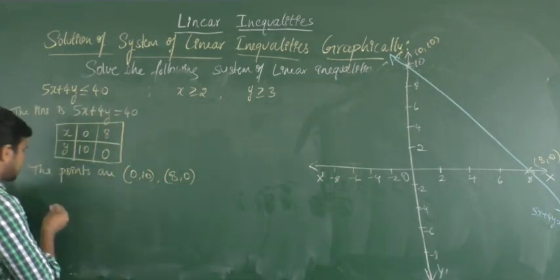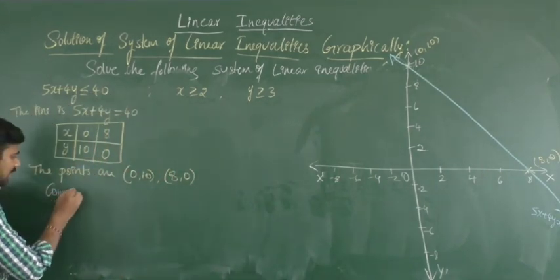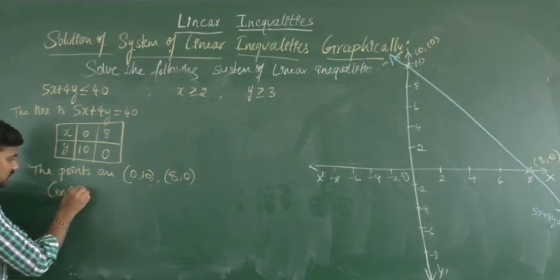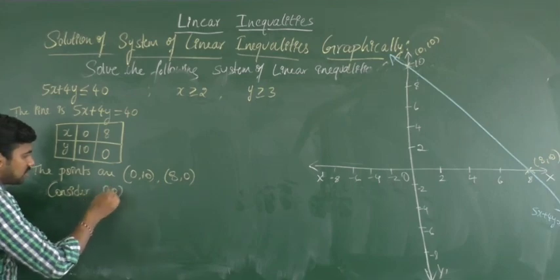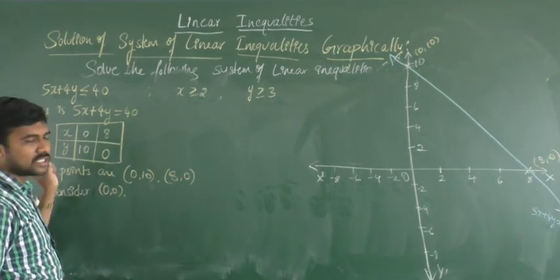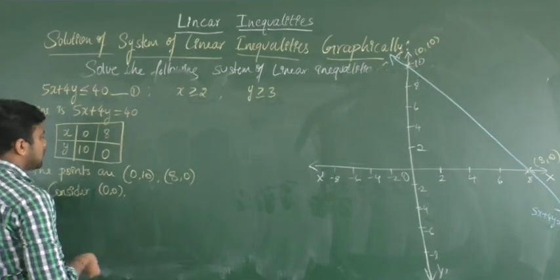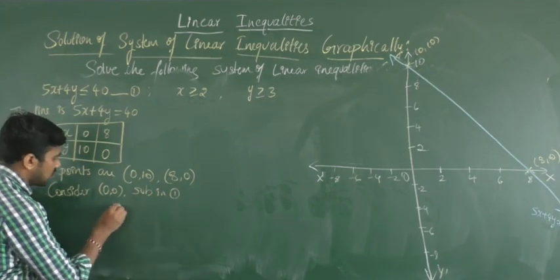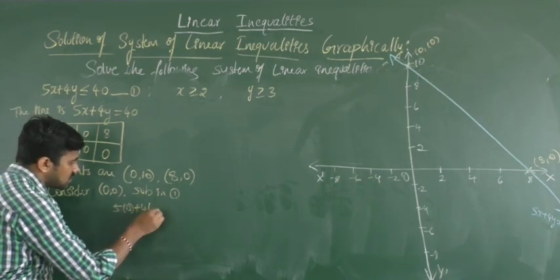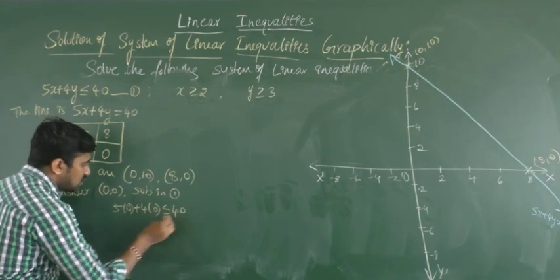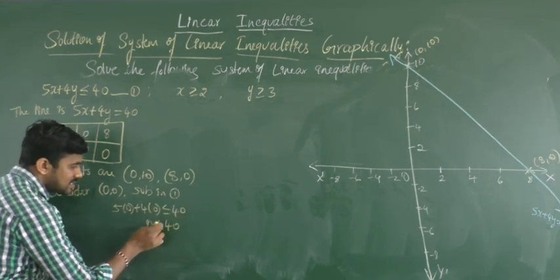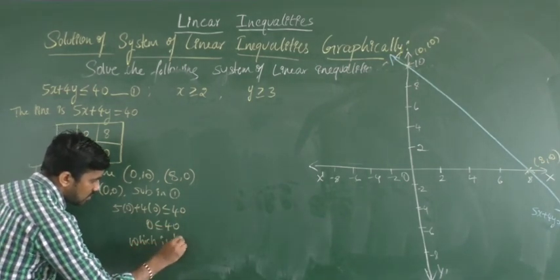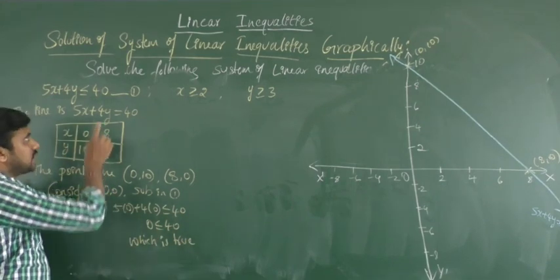Okay, after that consider the point. Clearly you can observe here the origin does not lie on the line, right? So consider (0, 0). Substitute in equation number 1, the given inequation. We'll get 5 into 0 plus 4 into 0 is less than or equal to 40. So 0 less than or equal to 40. Is 0 less than 40? Yes. So we can say which is true. Which is true means here the origin satisfies the given inequation.